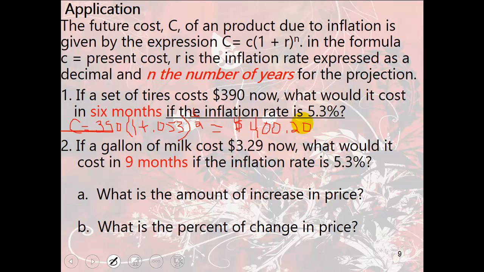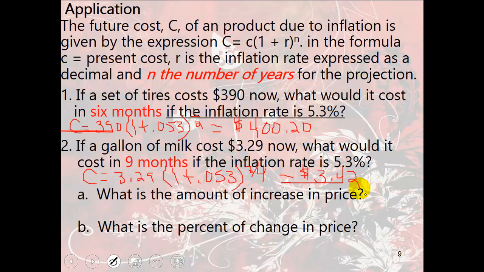Why don't you try the very first part, not the A or the B, but the very first part of number 2. All right, C is equal to 329 times 1 plus 0.053 to the 3/4, or to the 0.75, and that's going to be $3.42. So what is the amount of increase in the price?